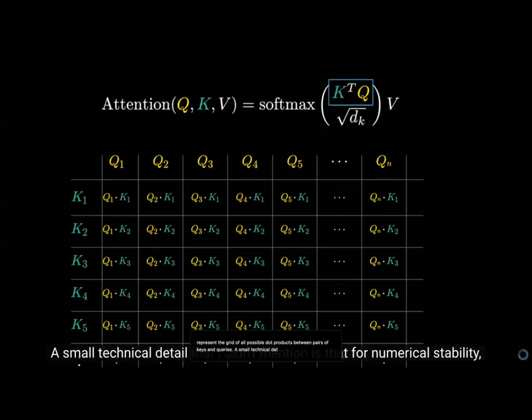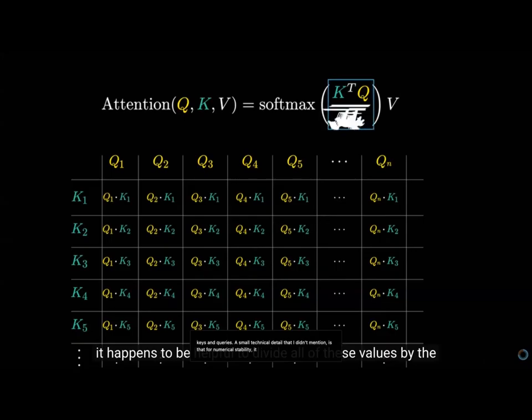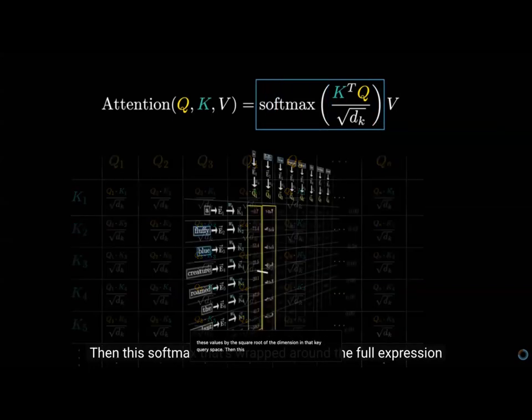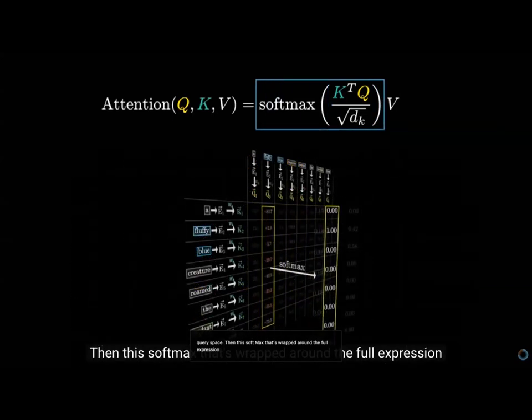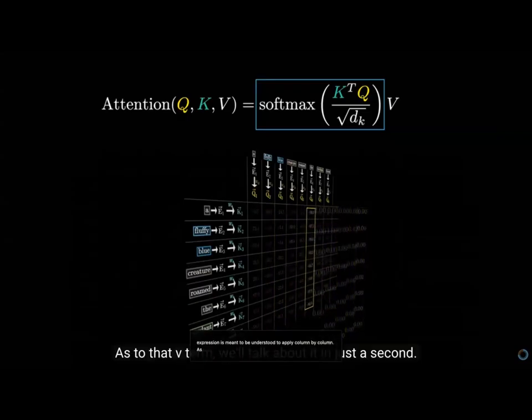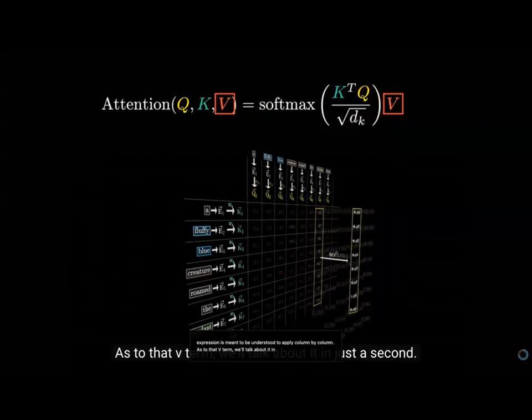A small technical detail that I didn't mention is that for numerical stability, it happens to be helpful to divide all of these values by the square root of the dimension in that key query space. Then this softmax that's wrapped around the full expression is meant to be understood to apply column by column. As to that V term, we'll talk about it in just a second.